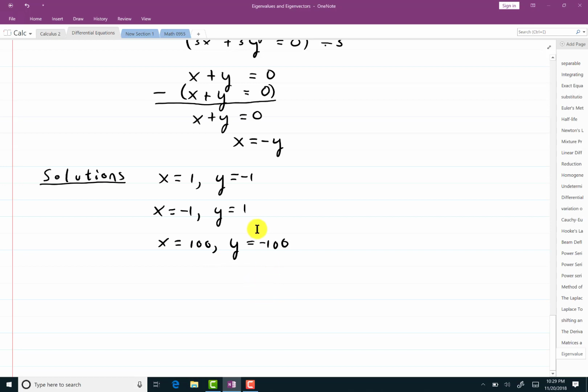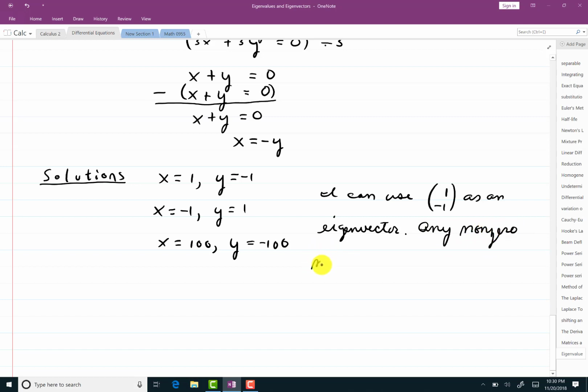What we're looking for is a representative of all of these solutions. No matter what happens, the y value is simply the negative of x. So I can use 1, negative 1 as an eigenvector. In fact, if I multiply that eigenvector by 100, I get this solution here. Any multiple will work. Well, any non-zero multiple will work.